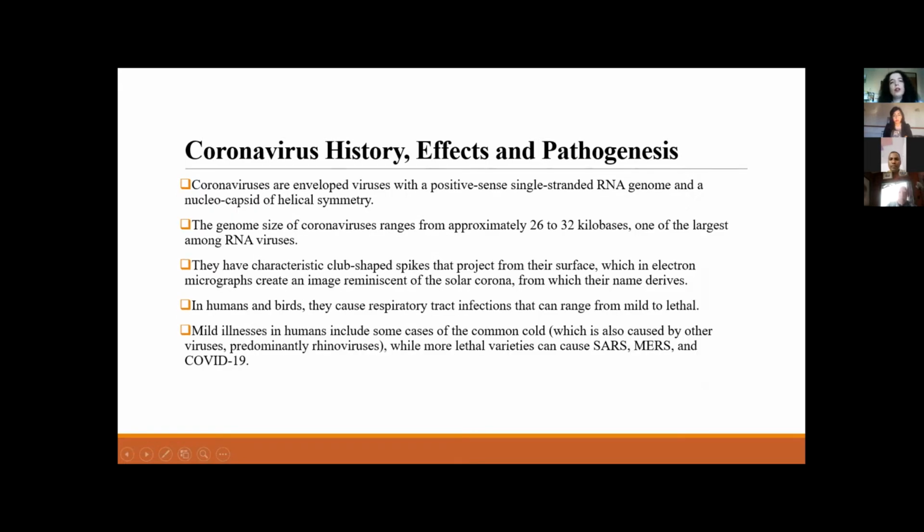And now, coronaviruses are enveloped viruses with a positive-sense single-stranded RNA genome and a nucleocapsid of helical symmetry. The genome size of coronaviruses ranges from approximately 26 to 32 kilobases, one of the largest among RNA viruses. They have club-shaped spikes that project from their surface, which in electron micrographs create an image reminiscent of the solar corona, from which their name derives.